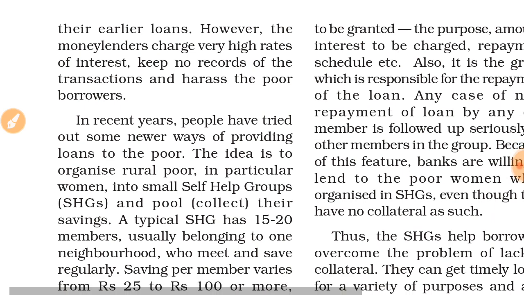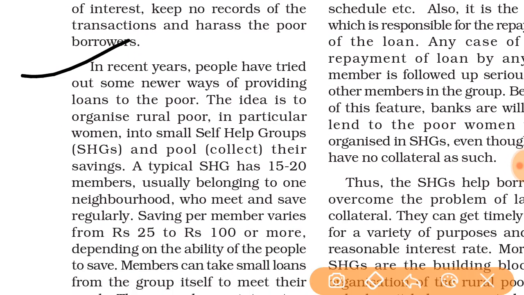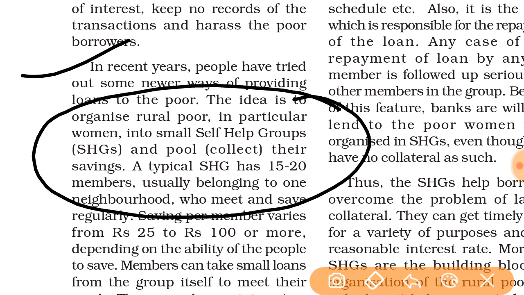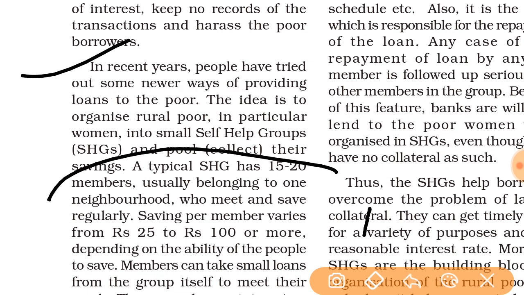In recent years people have tried out some newer ways of providing loans to the poor, and the idea is to organize the rural poor, in particular women, into self-help groups and pool their savings. What is a self-help group? A typical self-help group has 15 to 20 members, usually belonging to one neighborhood, who meet and save regularly. Saving per member varies from 25 to 100 rupees or more.